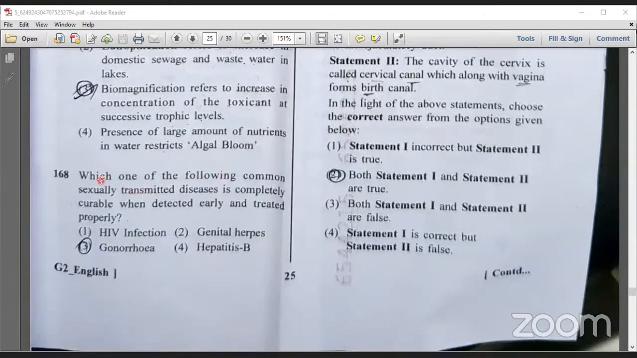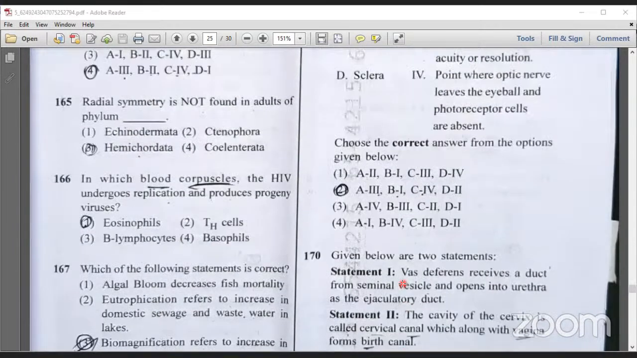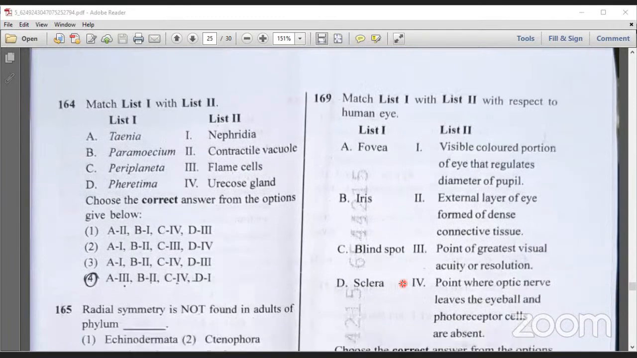And 168, which of the following common sexually transmitted diseases is completely curable when detected early and treated properly? It is gonorrhea. Among the given options, we know a few sexually transmitted diseases can be cured when detected early. In that, gonorrhea will come.